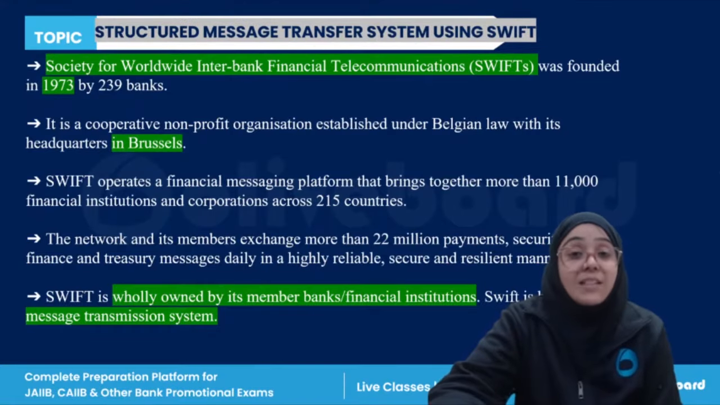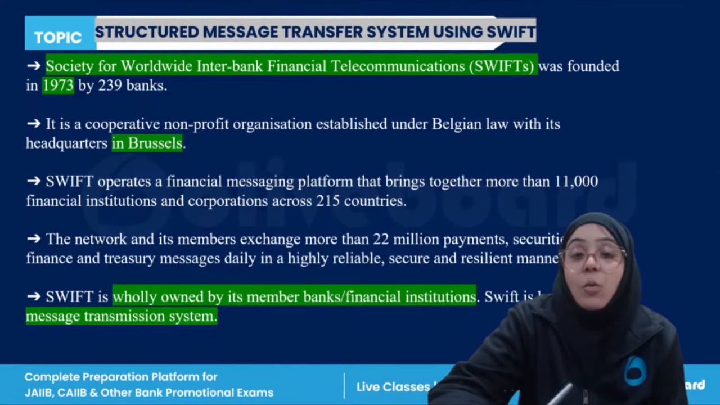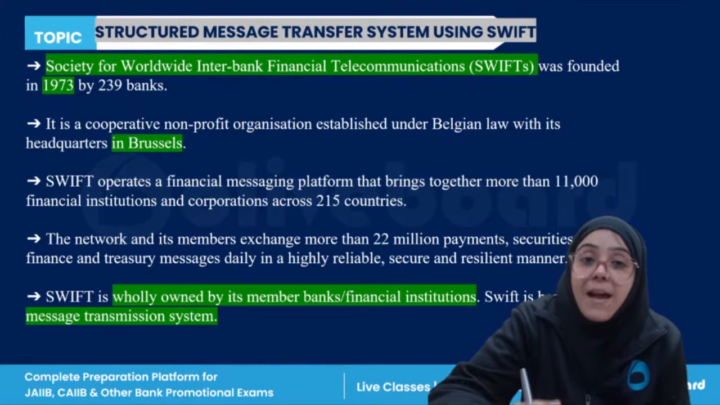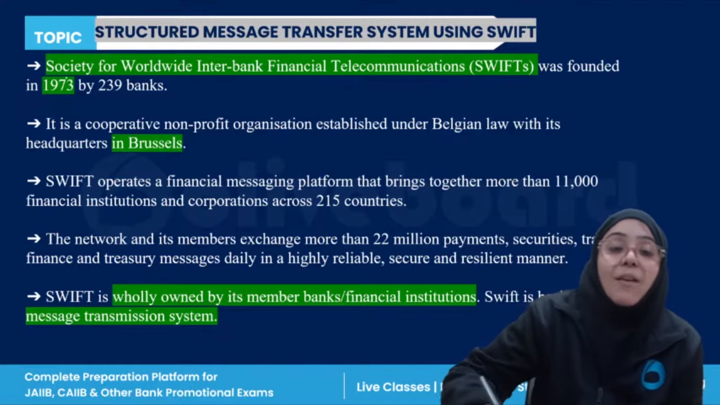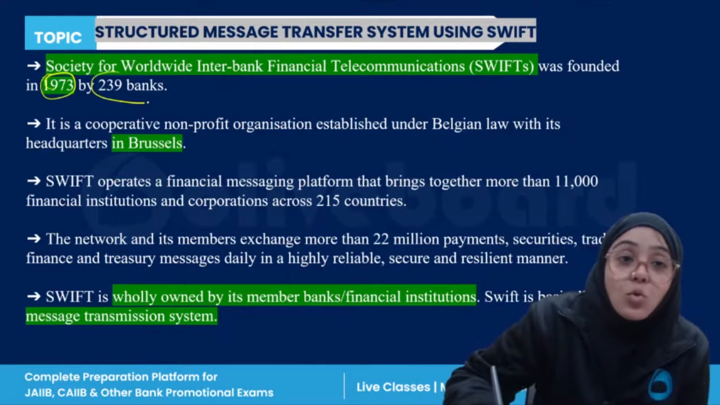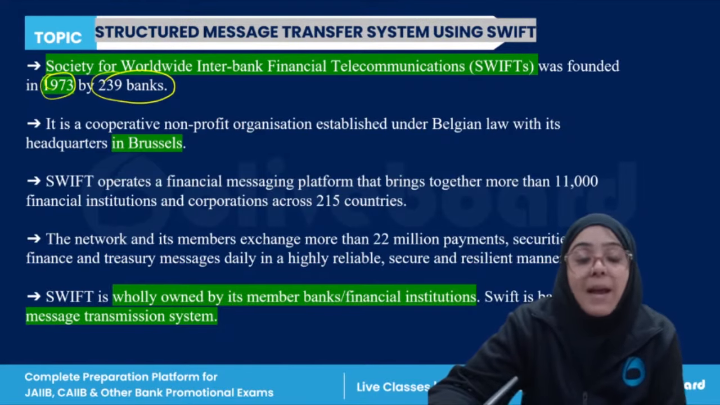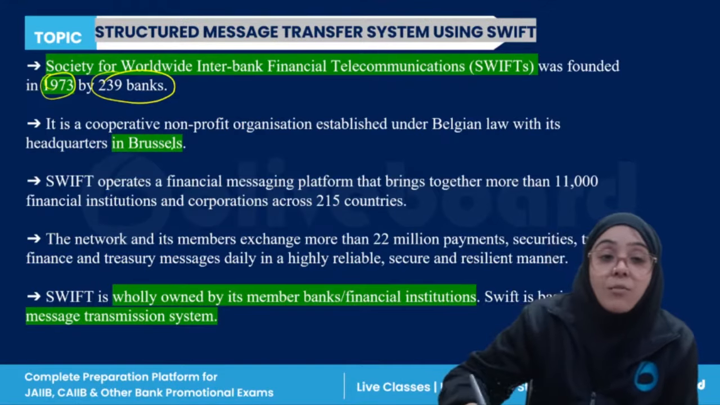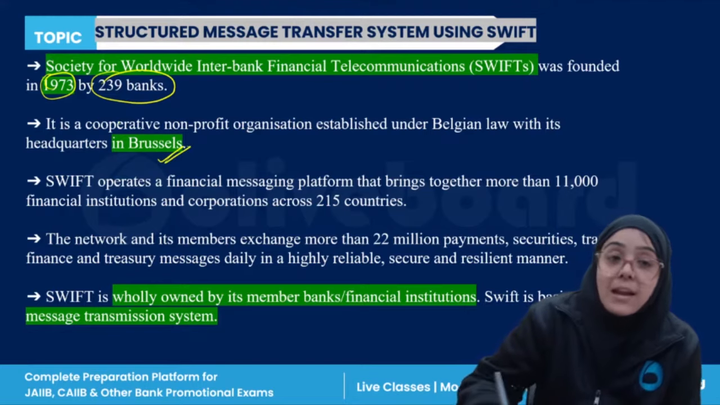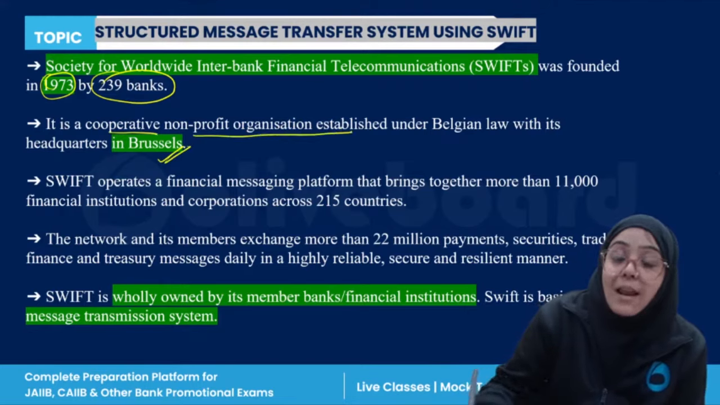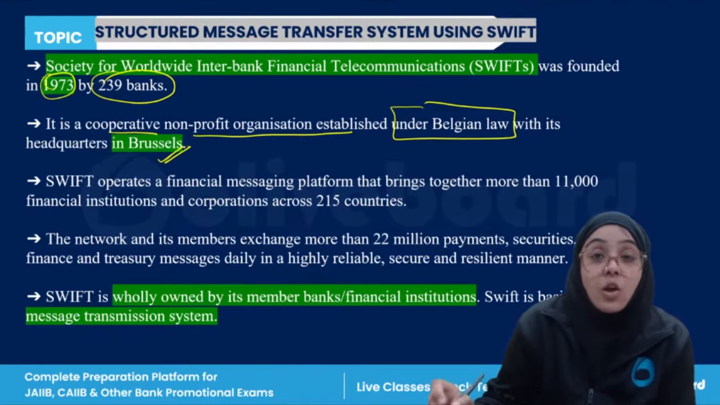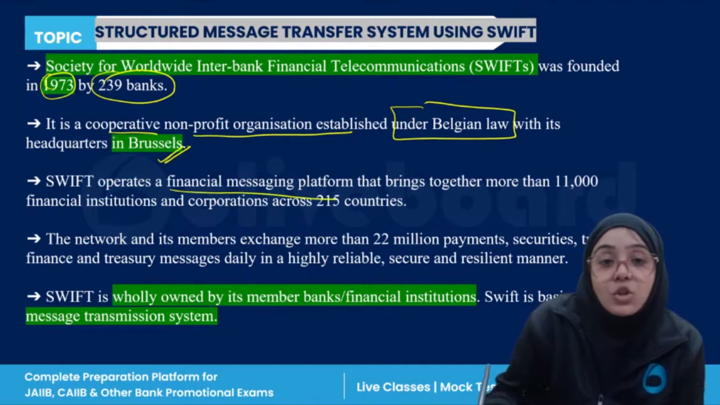Now, there is SWIFT also, the Society for Worldwide Interbank Financial Telecommunication. It was founded in 1973 by 239 banks with headquarters in Belgium, and it is a cooperative non-profit organization established under Belgian law. Now, it is a financial messaging platform.